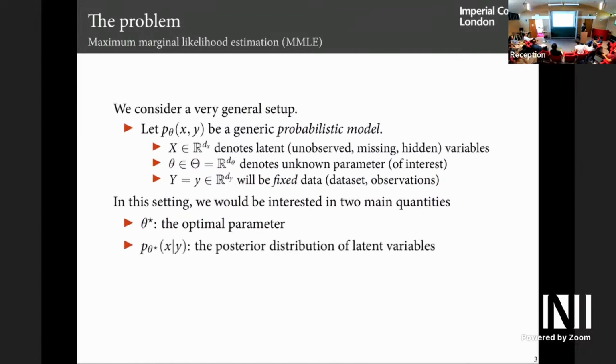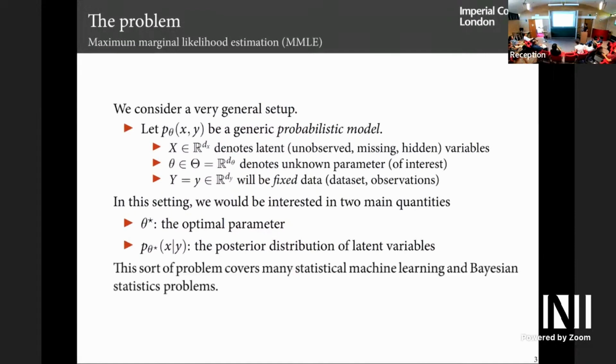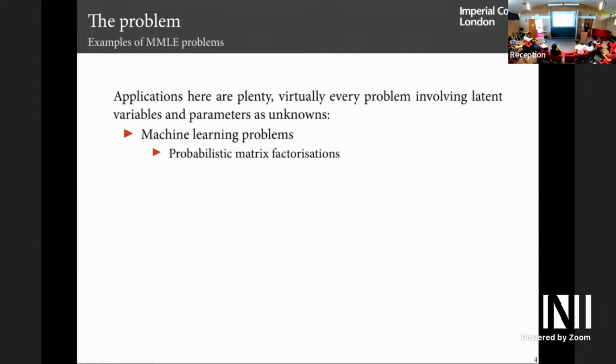And of course, in this setting, given theta star, you would also want to sample from the posterior distribution of the latent variables. These are the two things that you would typically want to obtain in this kind of setting. This problem covers, as you can imagine, many statistical and machine learning settings, as we saw in Marcelo's talk yesterday. So there are a lot of applications.